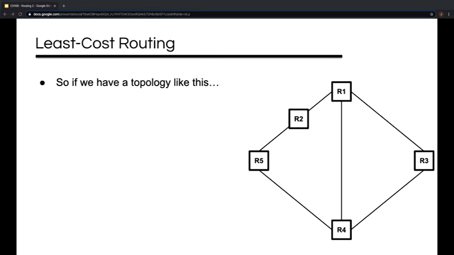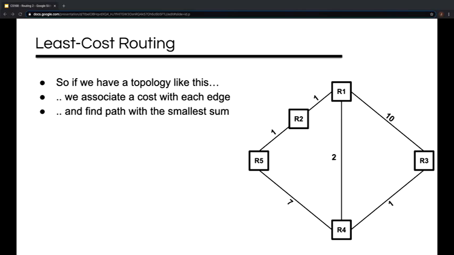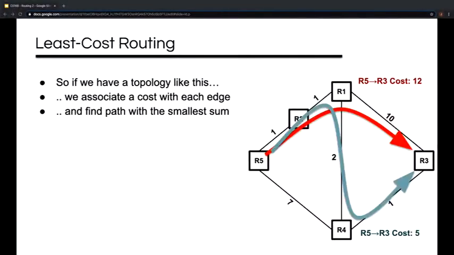And so if we have some topology like this with some routers, we can just associate a cost with each edge. In graph theory, you'd just call this a weight. And then you look to find a path with the smallest sum, right? So if you're looking for a path from R5 to R3, this one along the top has a cost of 12, so that's not it. This one has a cost of 5, so that's going to be your least cost path between R5 and R3.